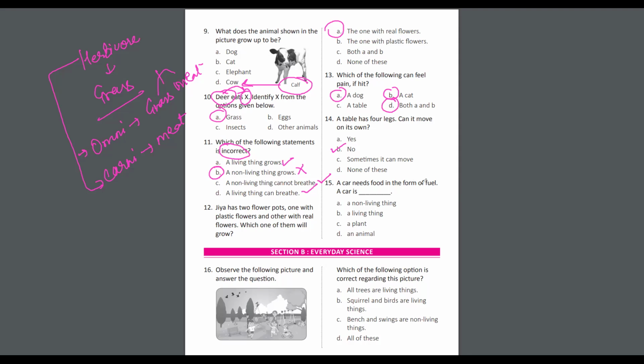Next, we have a car needs food in the form of fuel. If they are saying car needs food, you need to understand one thing. What is car? A living being or a non-living being? It is a non-living being. So, never ever go for this type of statement that car needs food in the form of fuel. Car is a non-living thing. So it can never be changed into a living being even if it is having food in the form of fuel. Okay. So it is a non-living thing.